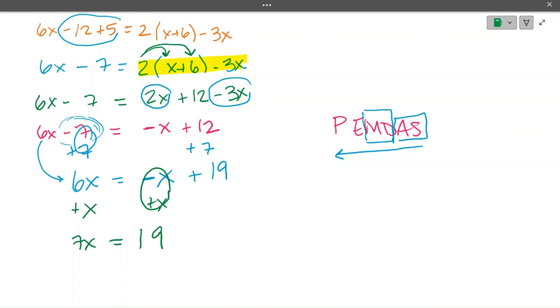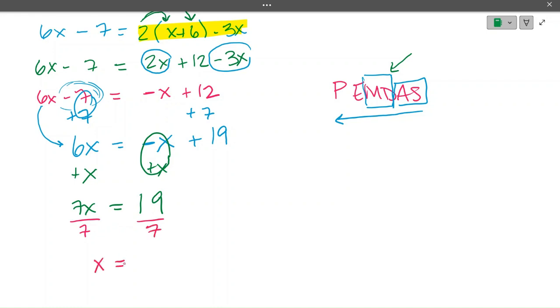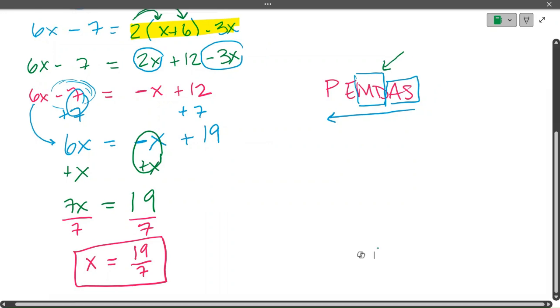Now I'm done with all the addition and subtraction, so I'm going to move to the MD part of PEMDAS. Is there any multiplication or division that I can do? And the answer is yes. I can divide by 7 to get x by itself, and that was my goal. So x equals a wonderful number, 19 divided by 7. And I'm going to leave it like that because it's going to be some yucky decimal.